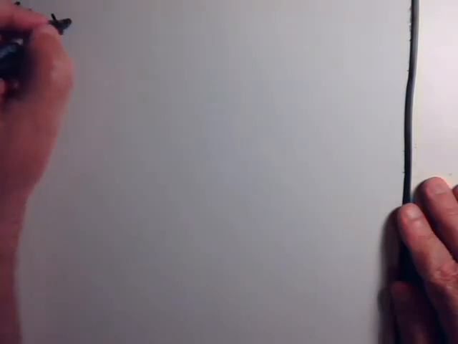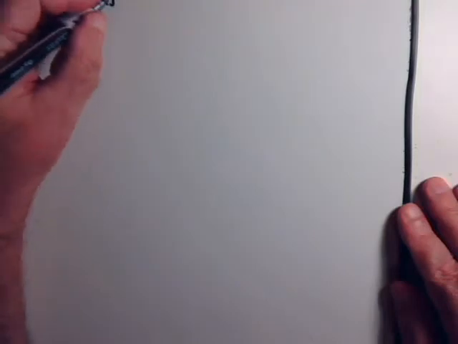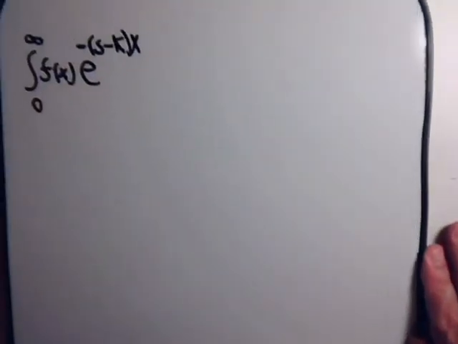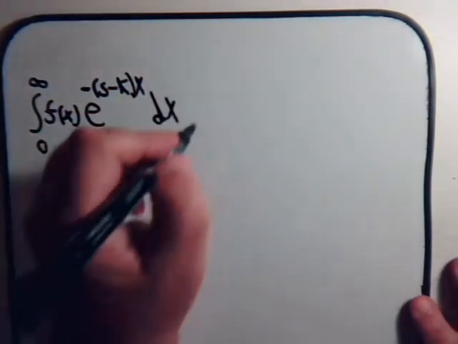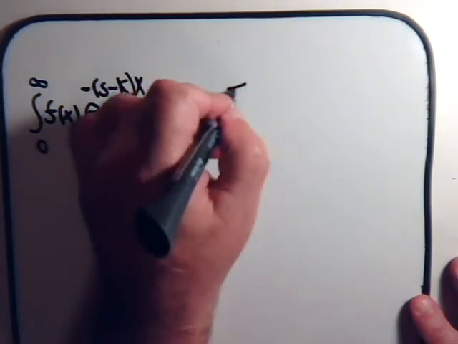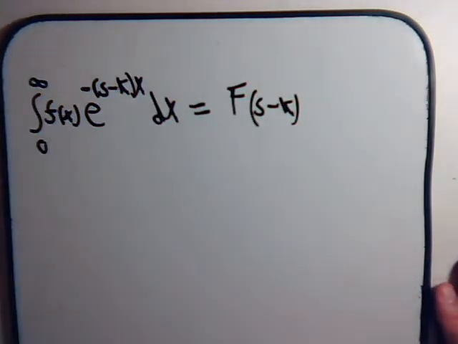the integral from 0 to infinity of f of x e to the minus s minus k times x dx. That integral there is going to be some function of s minus k. And before we try to look at the significance of this, let's multiply this exponential out.